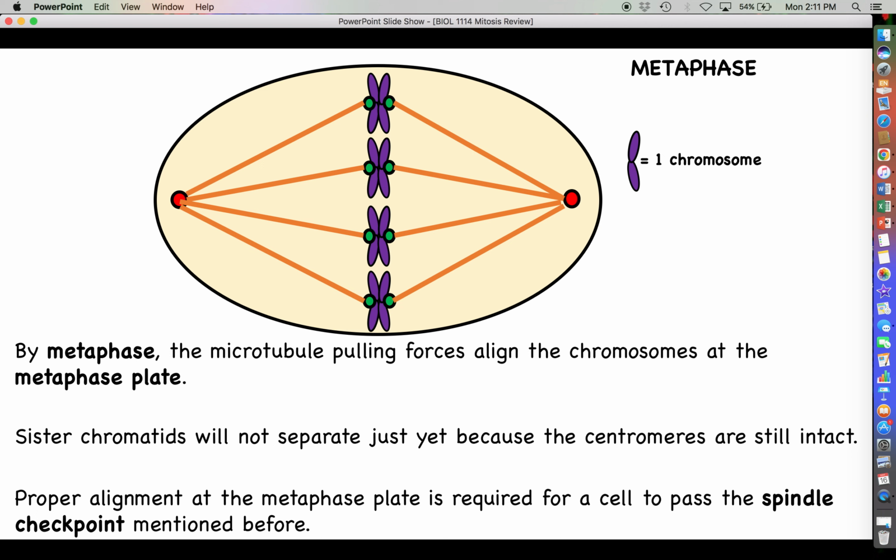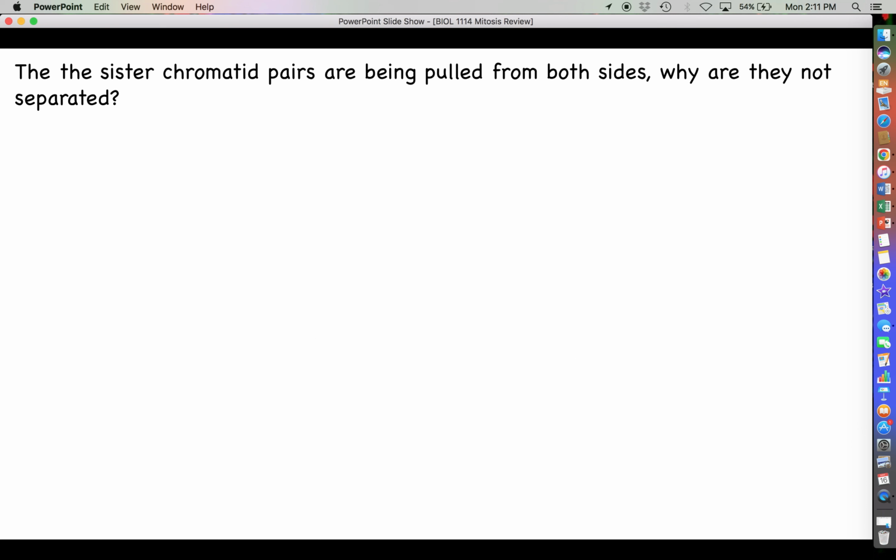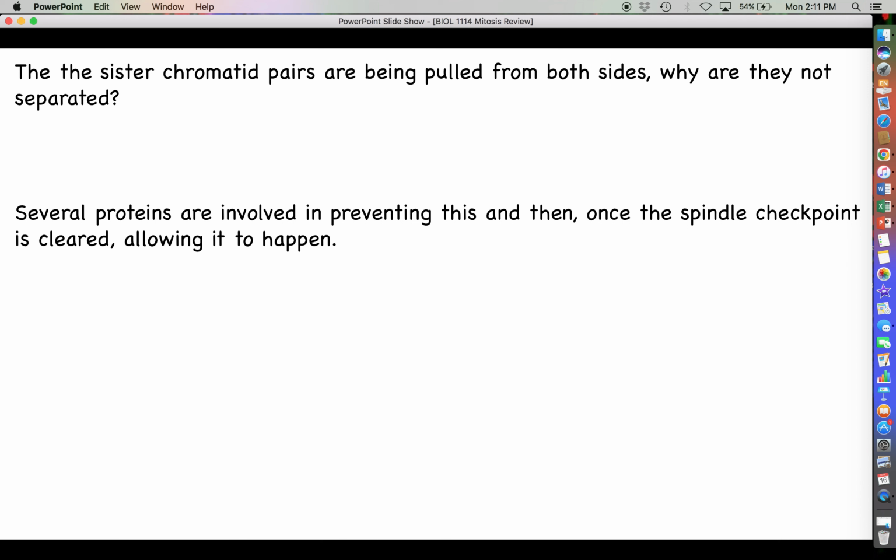And like I said before, proper alignment at the metaphase plate is absolutely required for us to pass the spindle checkpoint and move on to the next stage of mitosis, which we will get to here in just a minute. But before we get there, let's discuss that issue that we just brought up. If the sister chromatid pairs are being pulled from both sides, why don't we separate them from each other? There has to be something that's holding them together.